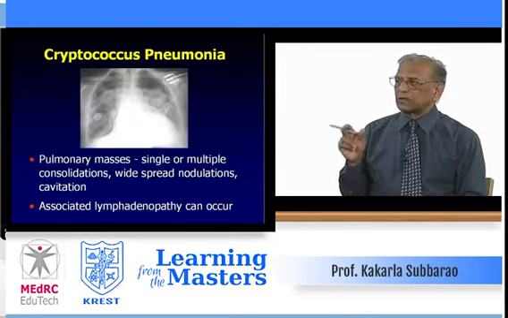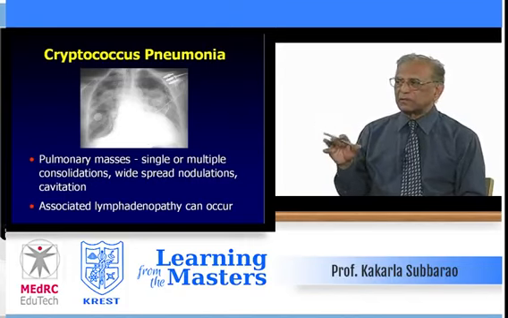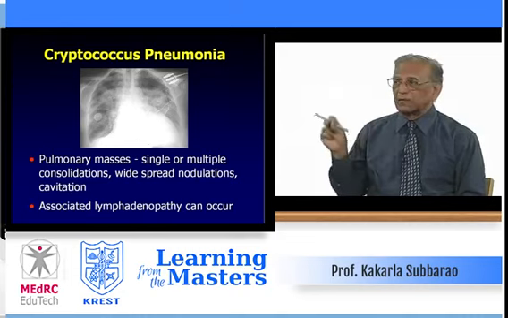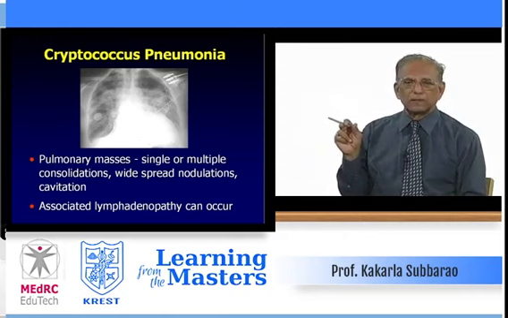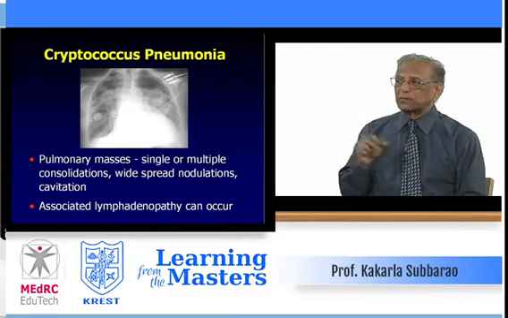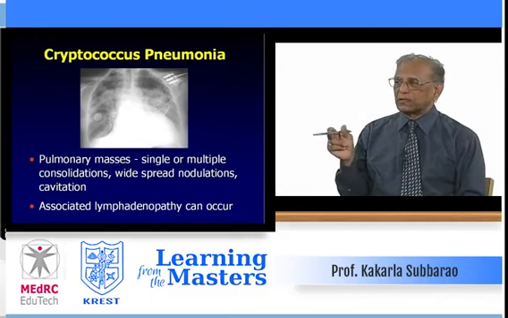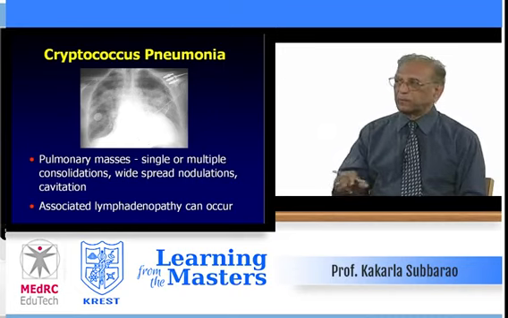Cryptococcus pneumonia, rare again, usually pulmonary masses, single or multiple consolidations. So occasionally you can see widespread nodules. Actually, the central nervous system is more often involved with cryptococcus pneumonia, cryptococcosis that we have seen. And in the lungs or in the mediastinum, lymphadenopathy may occur.